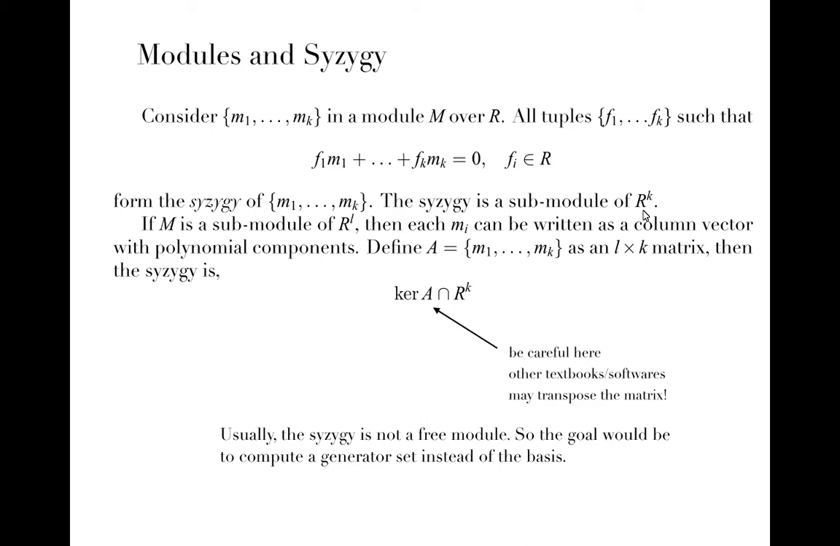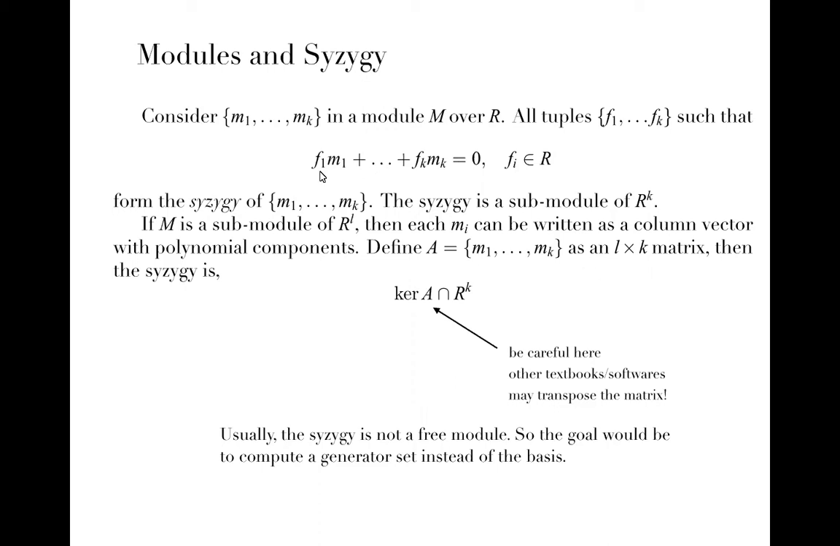Or if we put it in linear algebra language, this is a little bit confusing because we have M1 to MK here. If M1 itself is a vector, you can think that M is a submodule of R^L. That means each Mi is a column vector of L elements, and each element is a polynomial. Then you can write M1 to MK as an L times K matrix, because we have L rows and K columns. This is a matrix, not a square matrix, just a matrix.